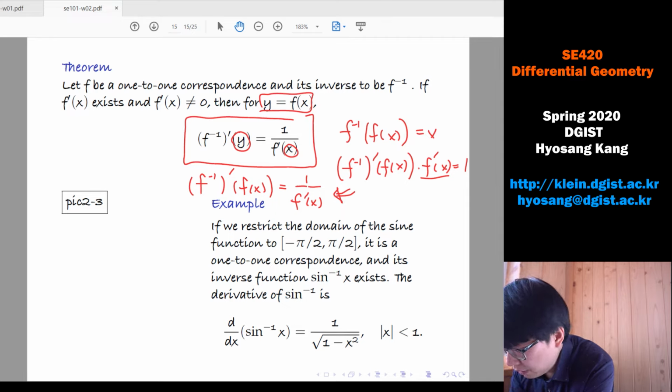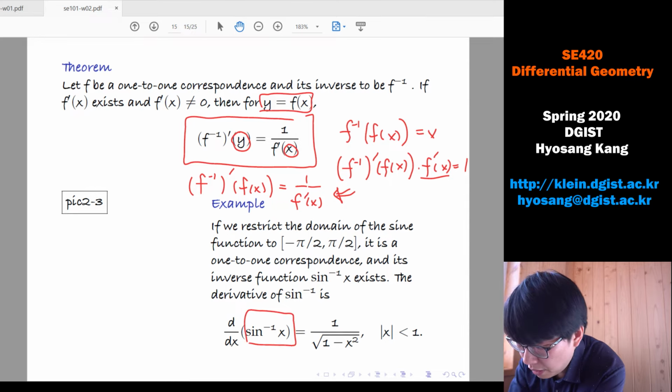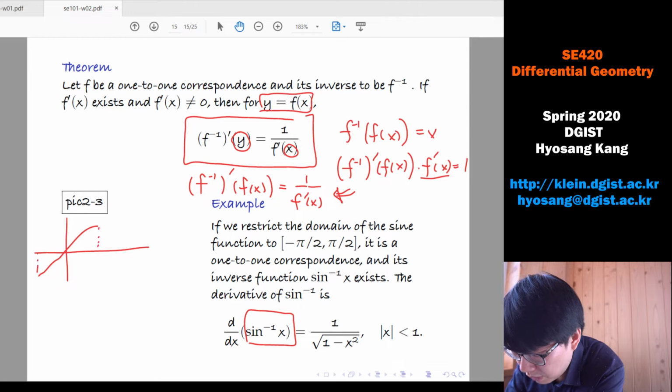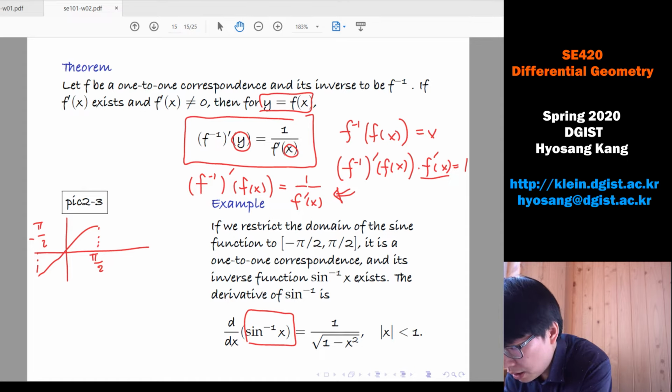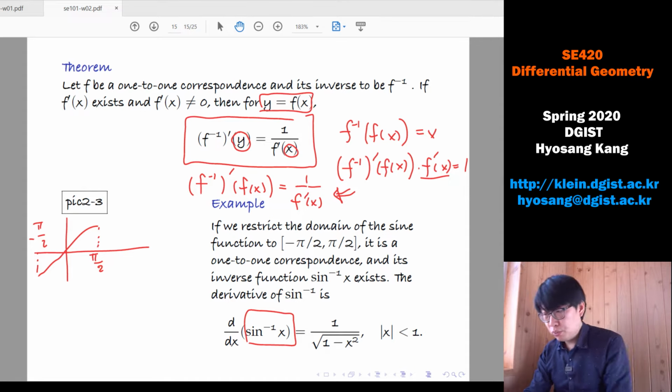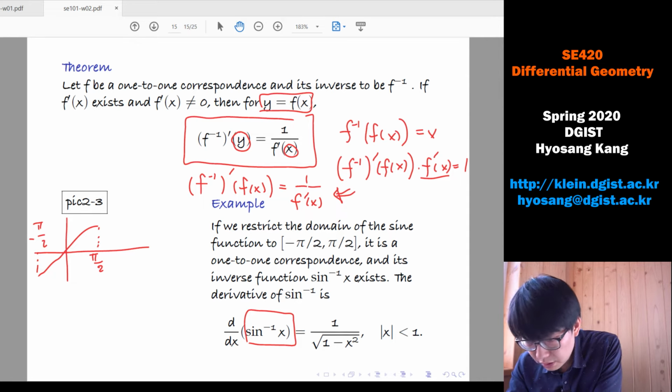Now think about this function, sine inverse x. The entire sine has no inverse because it is not a one-to-one correspondence. But if you restrict your domain to minus pi over 2 to pi over 2, you can take an inverse because now it's one-to-one. So when we consider the inverse function of sine, we are taking the domain of sine to be minus pi over 2 to pi over 2. This becomes the range of inverse sine. So the derivative looks like this.